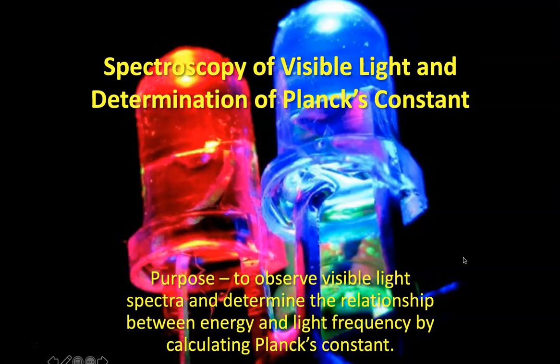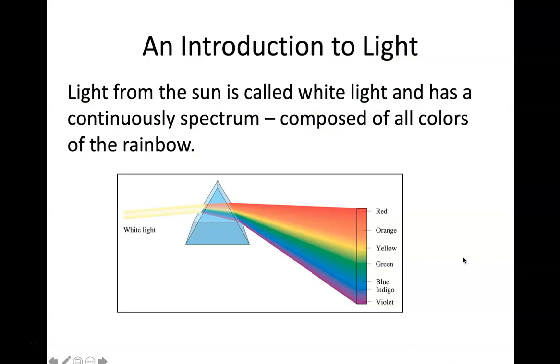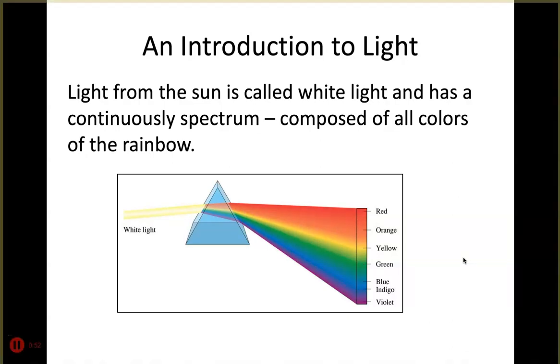So, let's get started. Let's introduce light, right? Light from the sun is called white light, and there's a reason for that. You'll see a flash for a second. Usually when you see the flash, I'm switching to writing with my stylus.